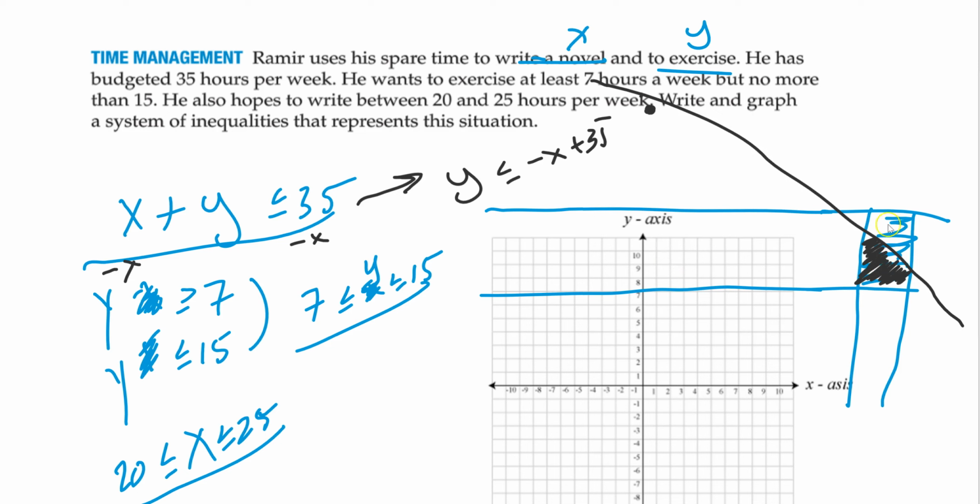So that's the situation you can work on. You can pick anything you want from there. If they ask you to give one example, you just pick any point in that little section there. That'll be the answer. So there we go.